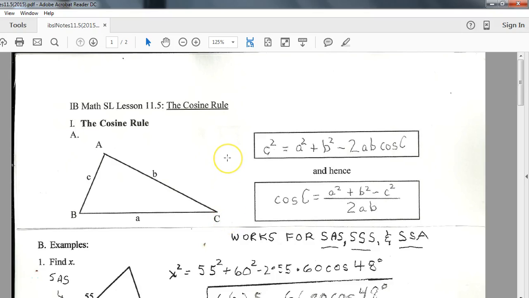Section 11.5, we're now looking at the cosine rule. We did the sine rule in our last section, so now we're just doing the cosine rule. This one is also in your formula packet, so good news there, you don't have to memorize this one.